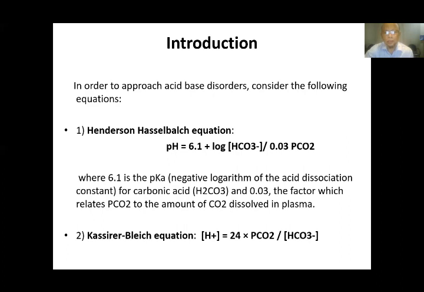where 6.1 is the pKa, that is the negative logarithm of the acid dissociation constant. It is constant, 6.1, for carbonic acid. The 0.03 is a factor which relates the partial pressure of carbon dioxide to the amount of carbon dioxide dissolved in the plasma. And another simple equation is the Kassirer-Bleich equation, that is hydrogen concentration is equal to 24 into partial pressure of carbon dioxide divided by bicarbonate.